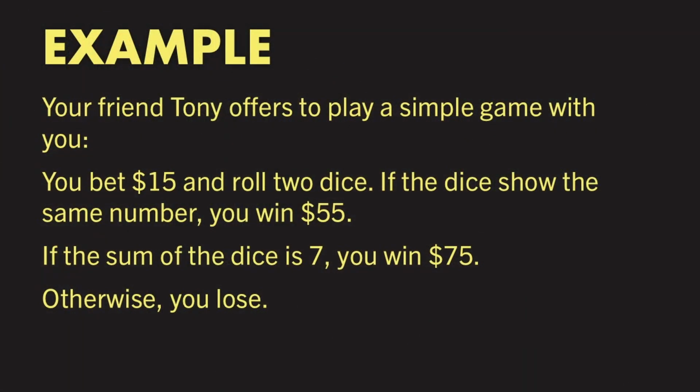In this case, you're going to be playing a game with your friend Tony. And Tony offers to play a simple game with you. You bet $15 to roll 2 dice. If the dice shows the same number, you win $55. Those are your 15 plus 40 more. If the sum of the dice is 7, you win 75. The 15 you bet plus 60 more. Otherwise, you lose the money.